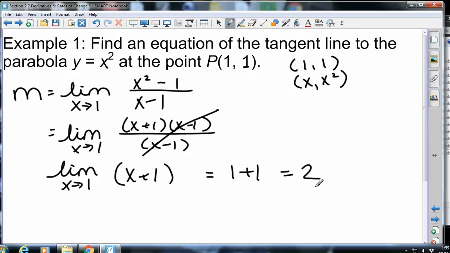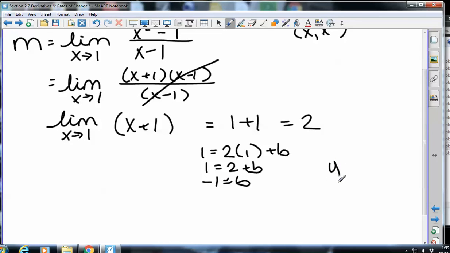Now I asked you for the actual equation of the line. So you have a point, you have a slope, we can write our equation, right? y equals mx plus b. So my y is 1, m is 2, x is 1. So we get y equals 2x minus 1.